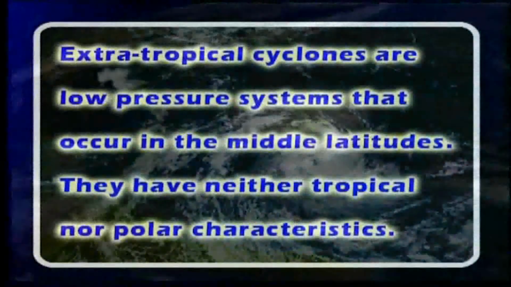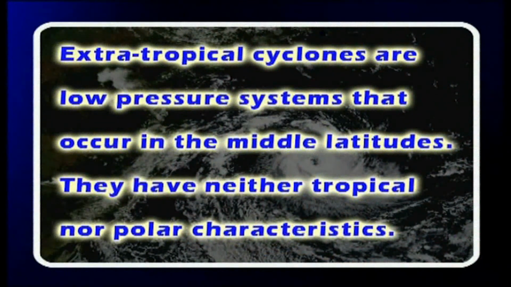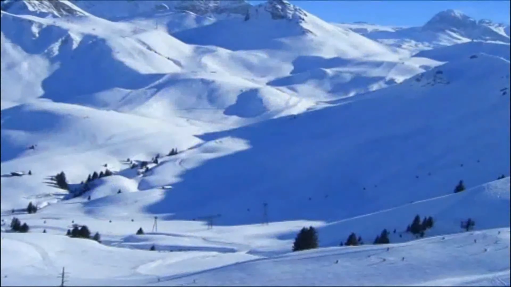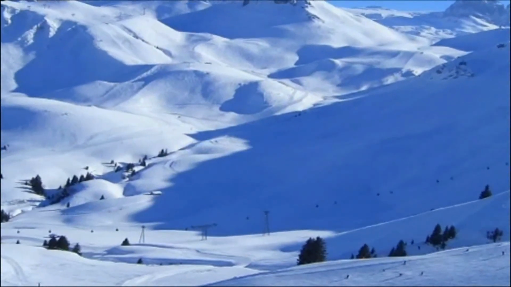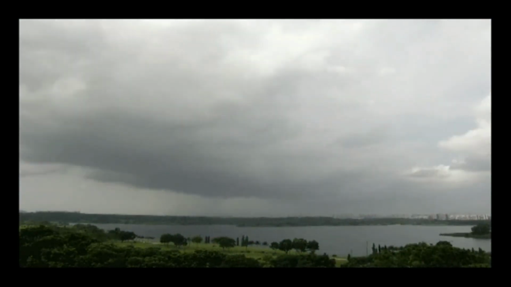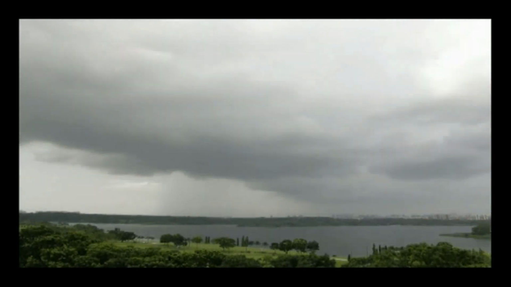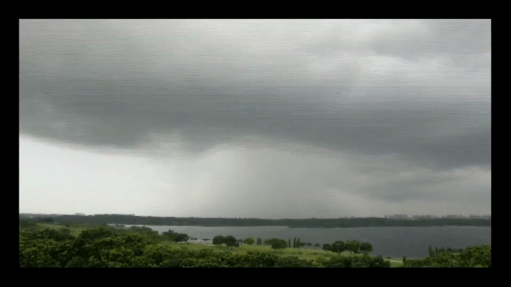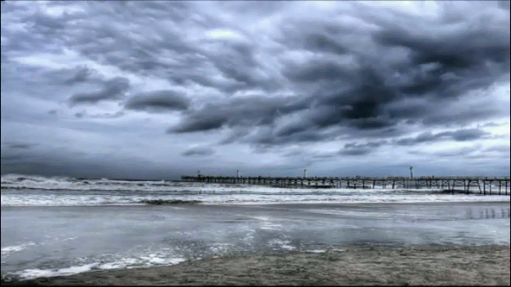Conclusion: extratropical cyclones are low pressure systems that occur in the middle latitudes. They have neither tropical nor polar characteristics. They are associated with cold, warm and occluded fronts. They derive energy from the horizontal temperature contrasts that exist in the atmosphere. They are more frequent in winter.